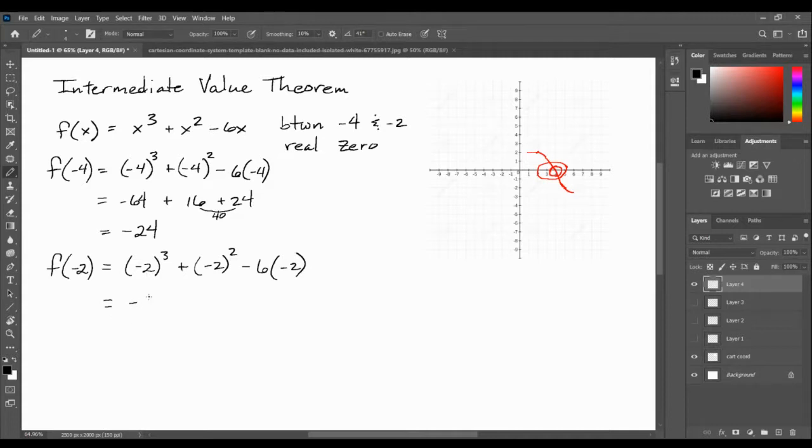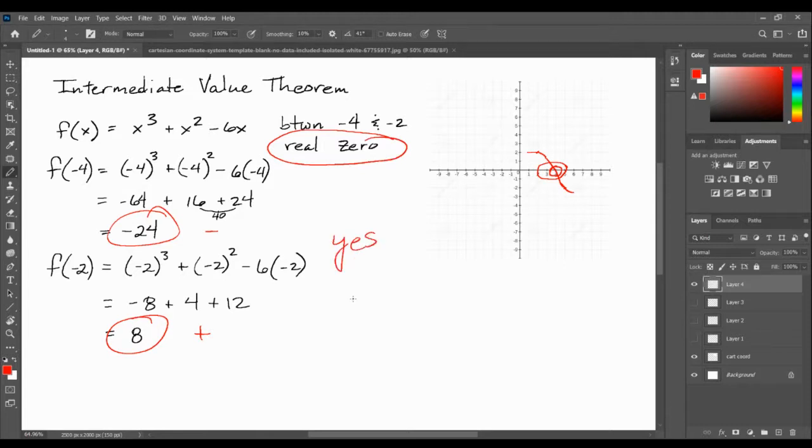-2 cubed is -8. -2 squared is 4. -6 times -2 is a positive 12. 12 and 4 are 16, minus 8 is a positive 8. So because this is positive and this is negative, the only way I can get from one to the other is if there is a real zero. So the answer is yes.